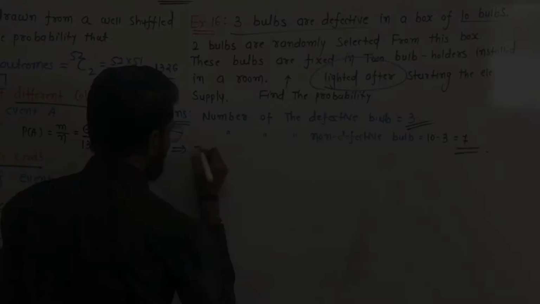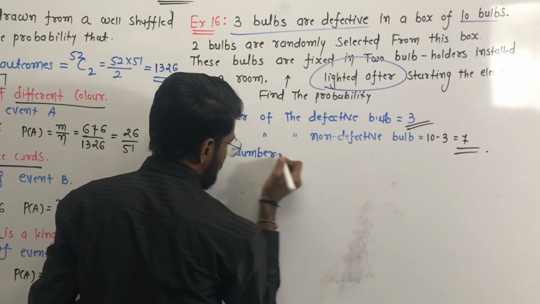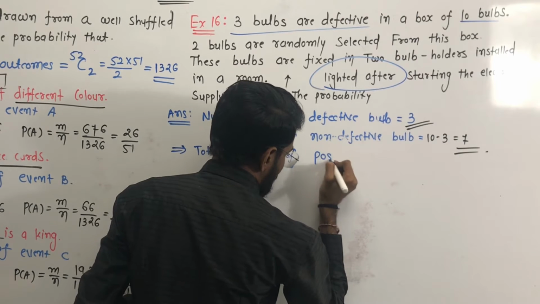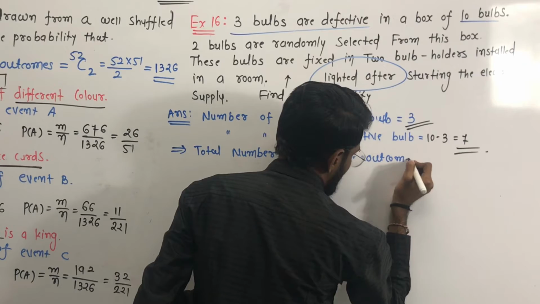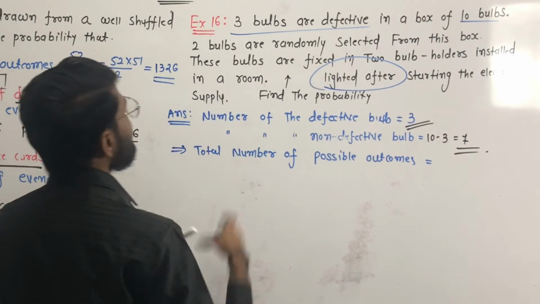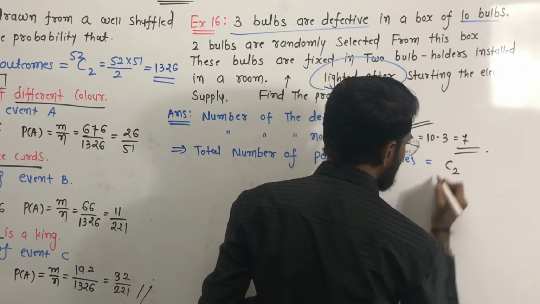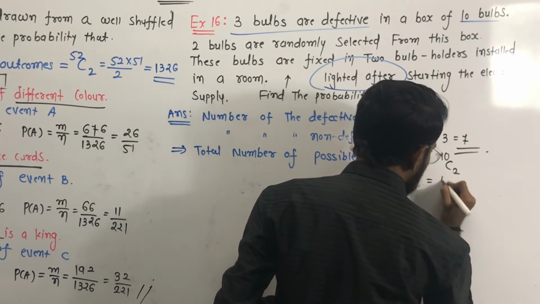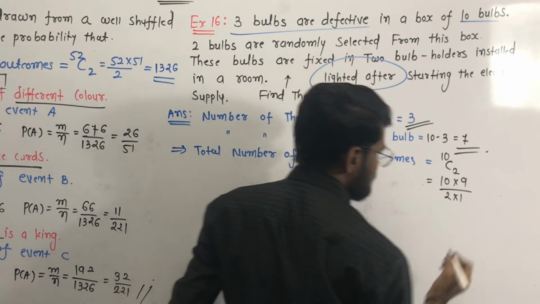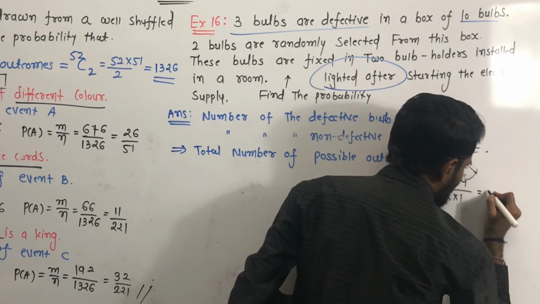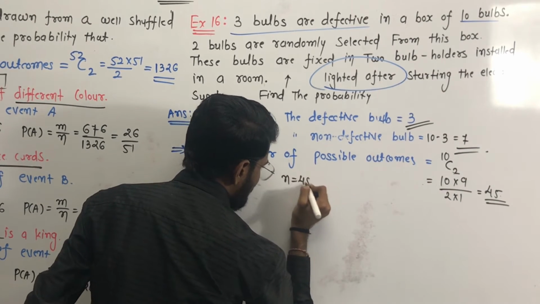Yes, total number of possible outcomes. How can we calculate? It is too simple. We have to select 2 bulbs out of the 10 bulbs, which is 10 multiplied by 9 upon 2 multiplied by 1. So it is equal to 9 multiplied by 5, which is 45. So our n is equal to 45.